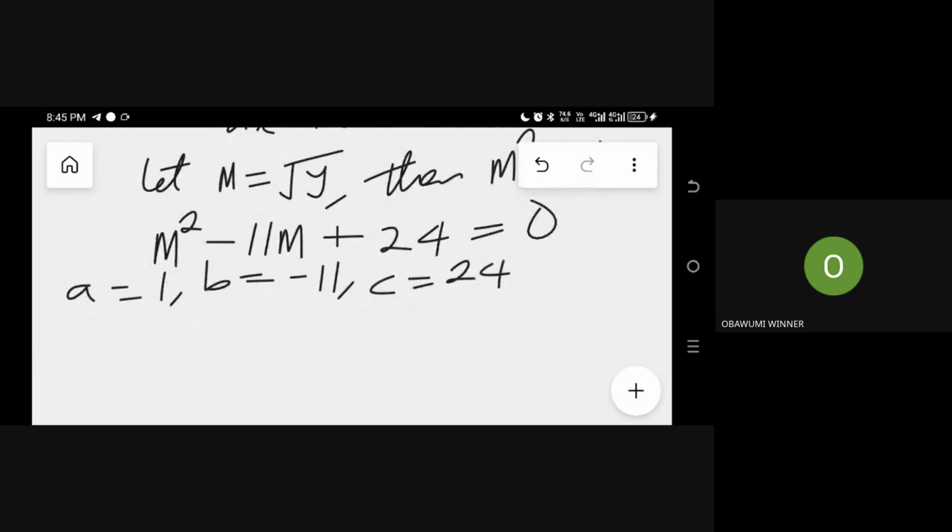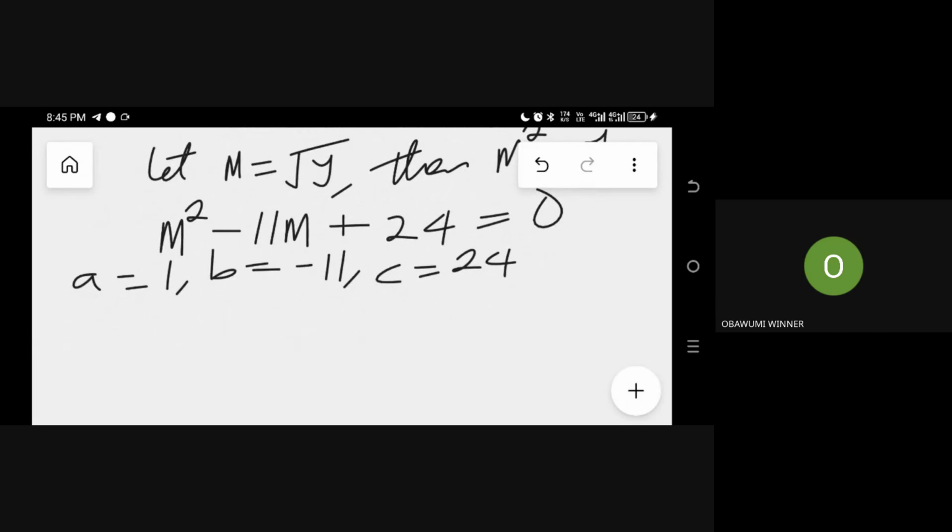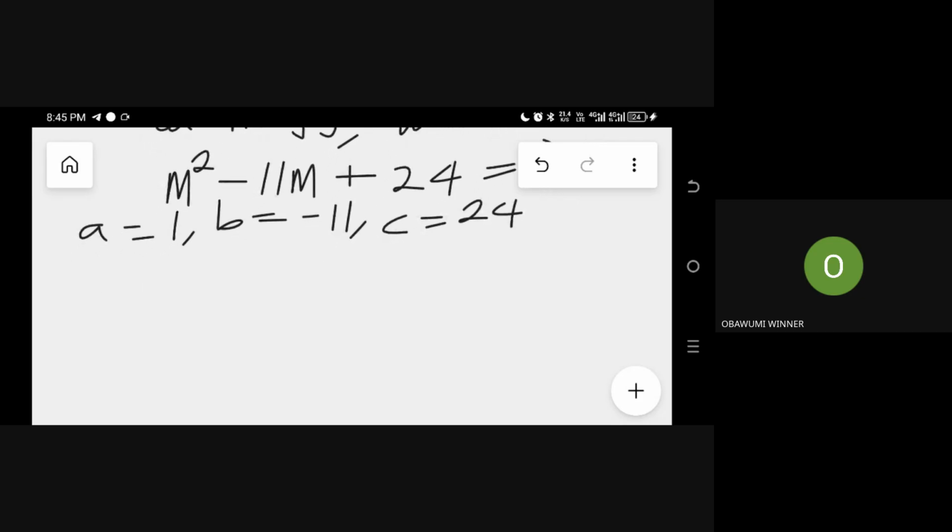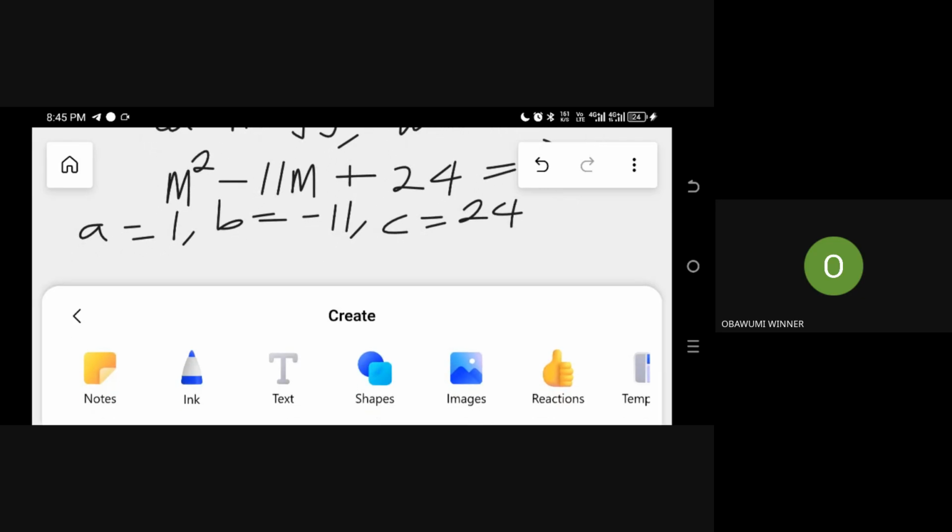If you do not understand how I got A equals 1, B equals minus 11, C equals 24, then it's possible you were not in the class yesterday. So we looked at this in the preceding class, yesterday or the day before, two days back actually. Now we'll take these values and substitute them into the equation.